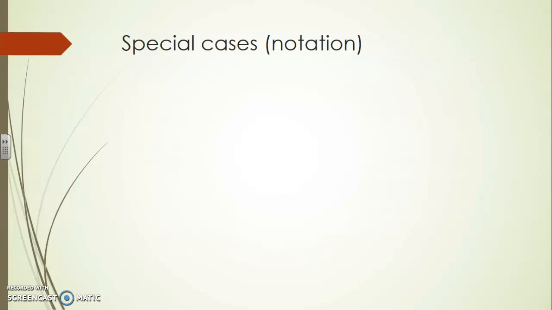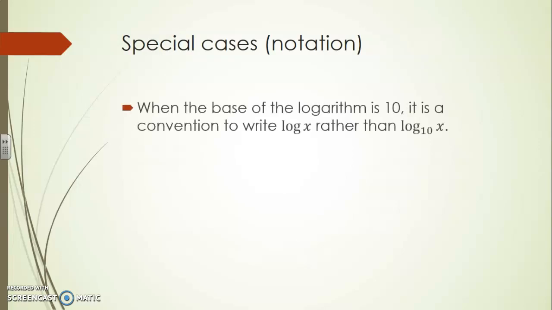Some special cases in terms of notation. When the base of the logarithm is 10, it is conventional to write log x without actually specifying that the log is in base 10. So for instance, log of 1,000 can be interpreted as log in base 10 of 1,000. And since 1,000 is 10 to the 3, log in base 10 and the base 10 exponential would be mutual inverses and cancel off to give 3.